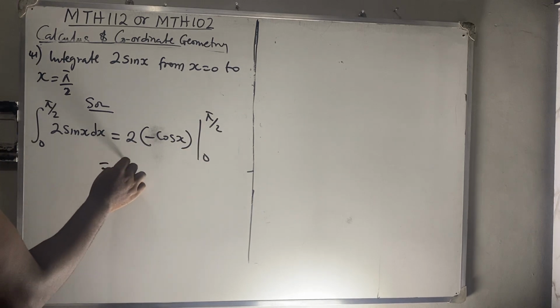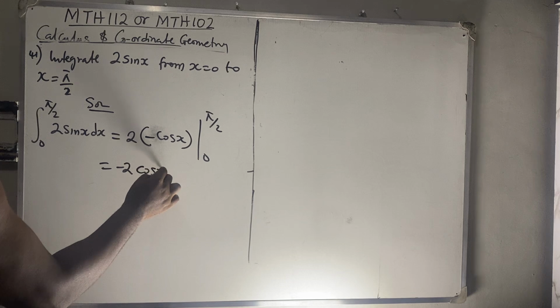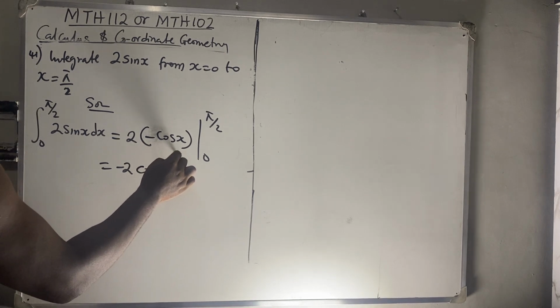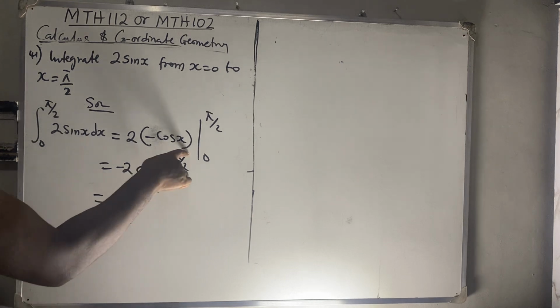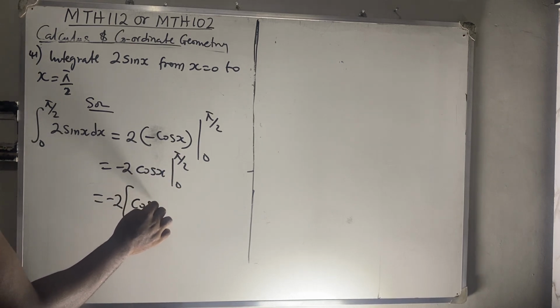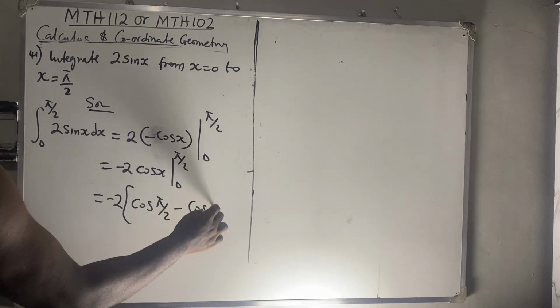So this is set as what? Minus 2 cos x, having your boundary from 0 to pi over 2. Which is what? Bring the minus 2 outside, put the upper bound, that is cos pi over 2, minus, put the lower bound, cos 0.